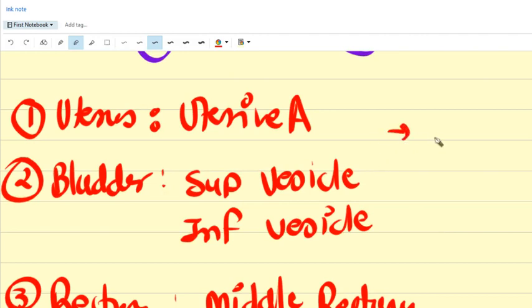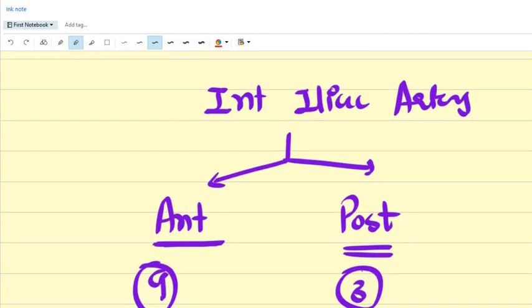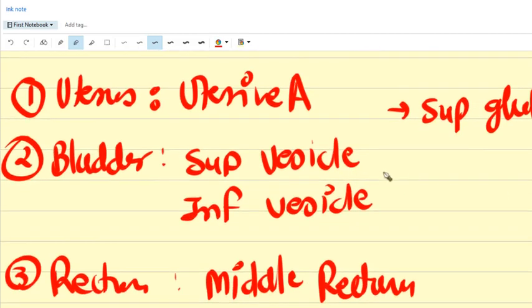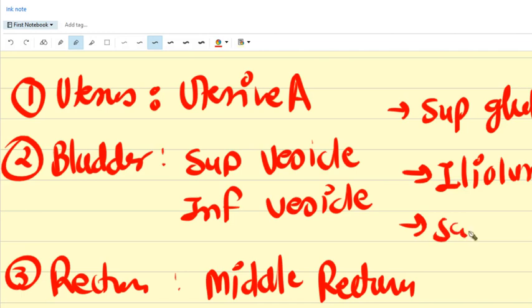Now superior gluteal is a branch of posterior division. Posterior division has 3 branches. The first is superior gluteal, the second is iliolumbar, and the third one is sacral artery. So iliolumbar and sacral supply the bone, superior gluteal supplies the superior gluteal muscle.